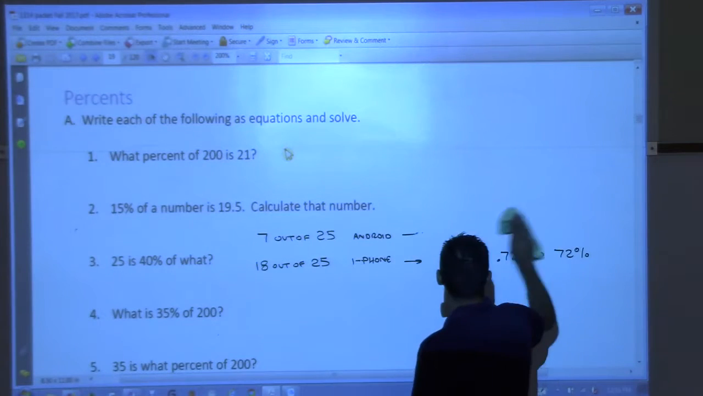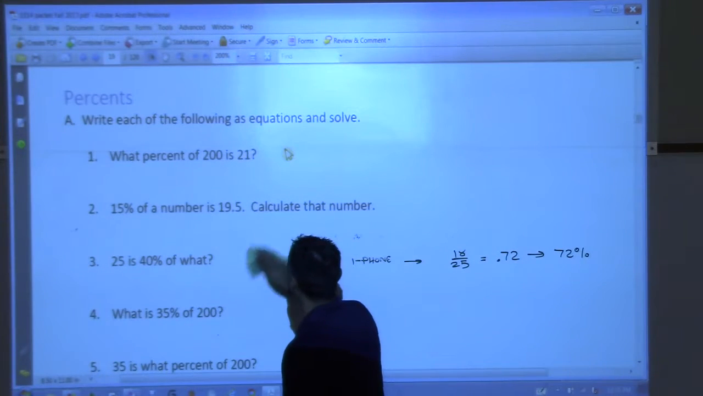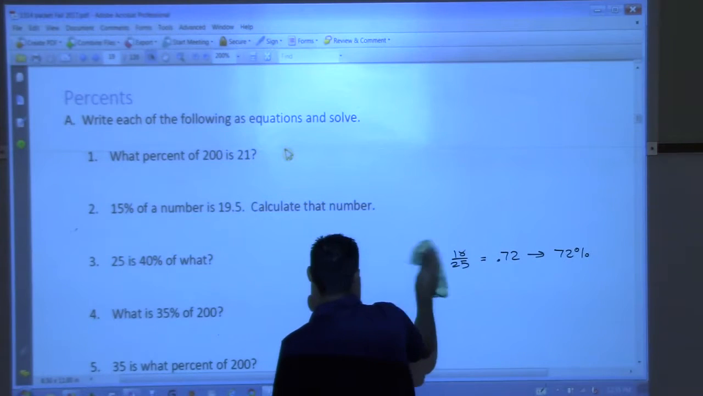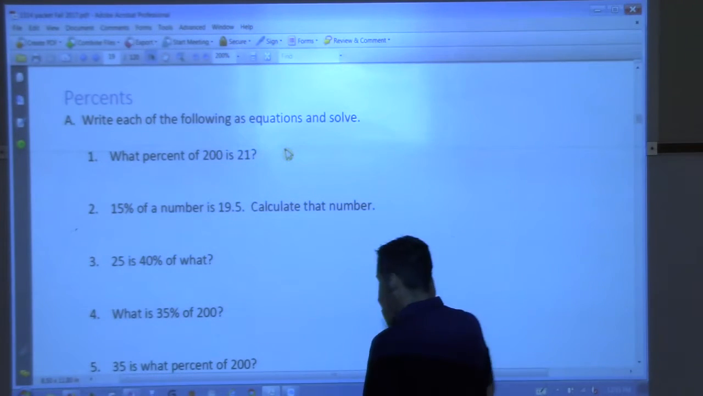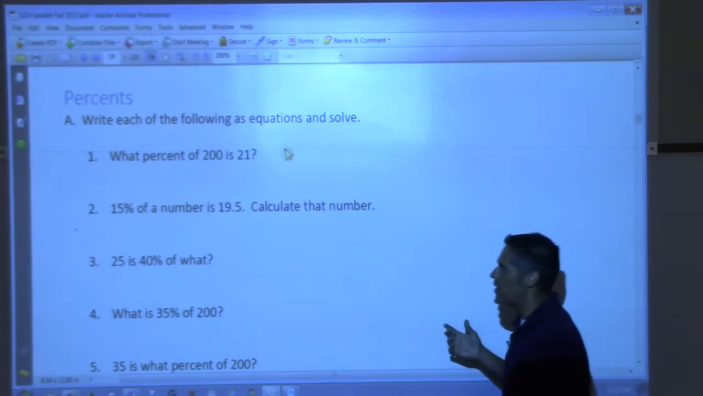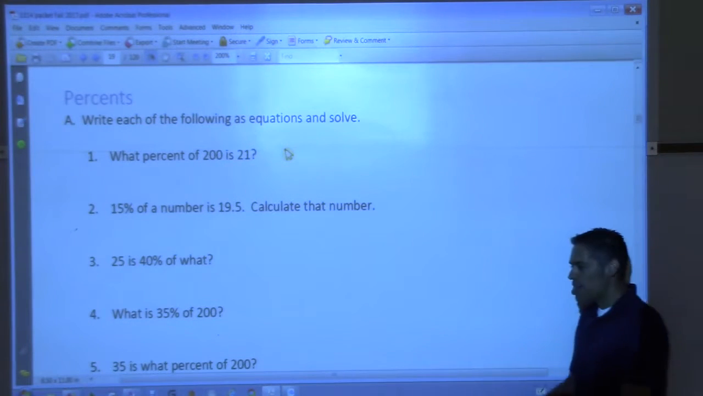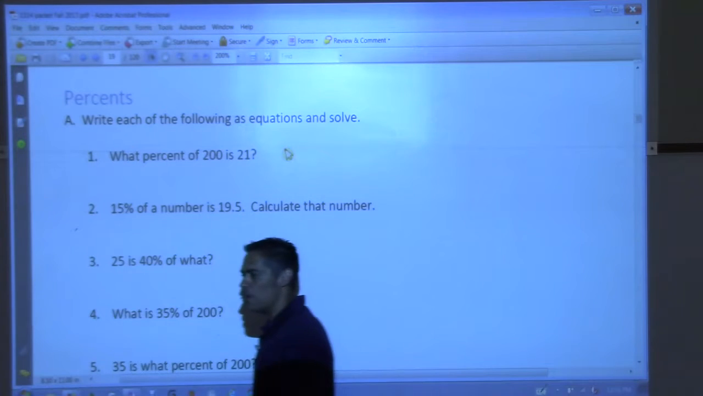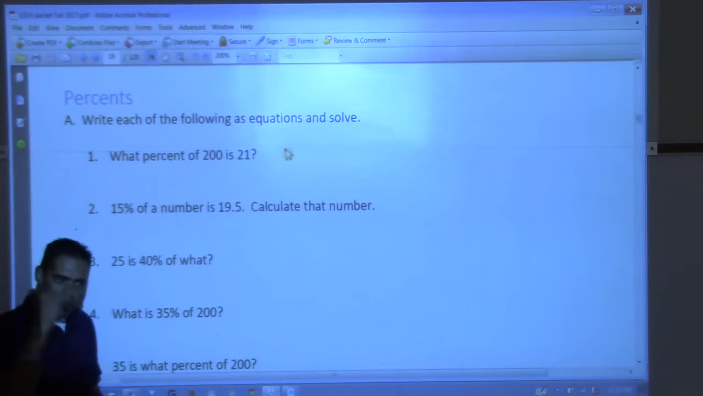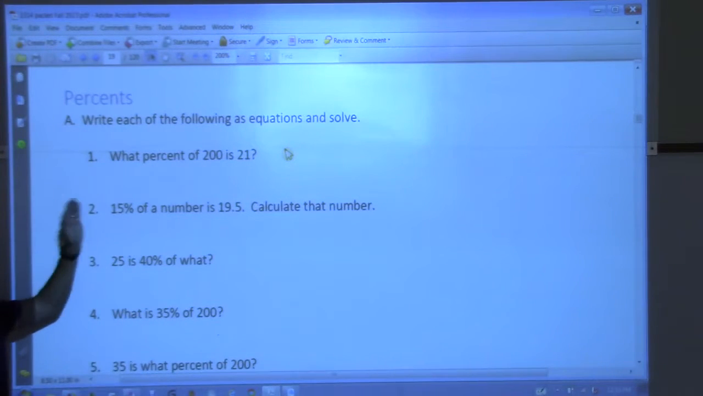We are going to work on some small word problems here. These are very straightforward, there's no complicated language in here, like Robert shoveled 25 barrels of this, what percentage? There's nothing like that. It's just very straightforward. What percent of 200 is 21?